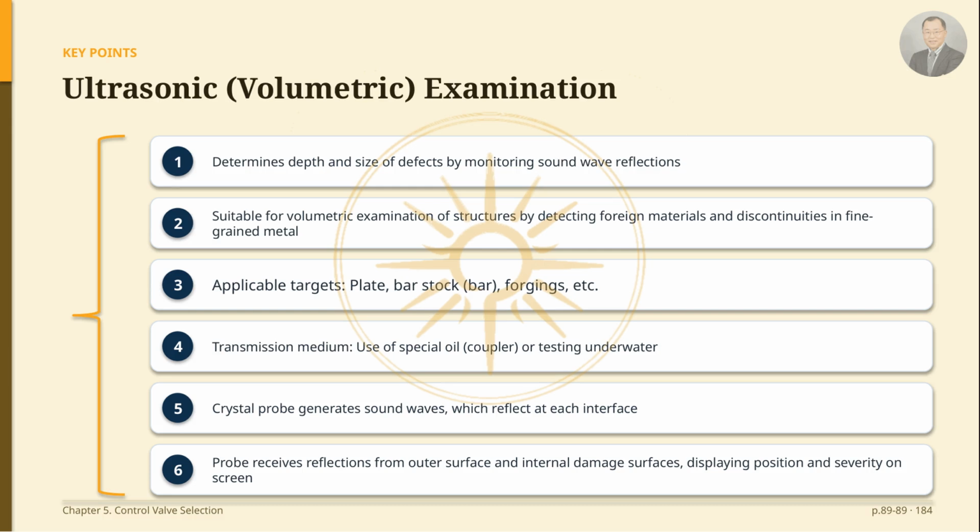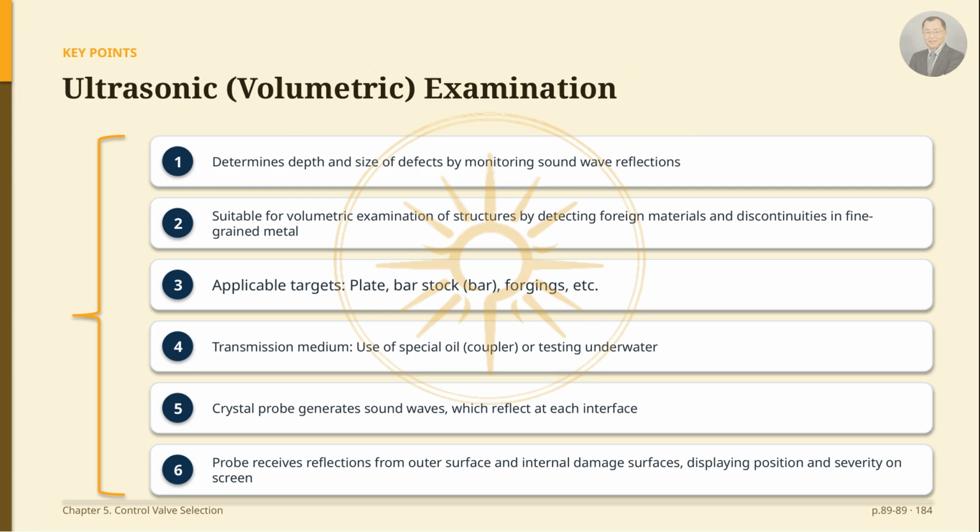Finally, I will introduce volumetric examination using ultrasound. This method monitors sound wave reflections from the piece being inspected to determine the depth and size of any defects. Ultrasonic examination can detect foreign materials and discontinuities in fine-grained metal, making it suitable for the volumetric examination of structures such as plate, bar stock, and forgings.